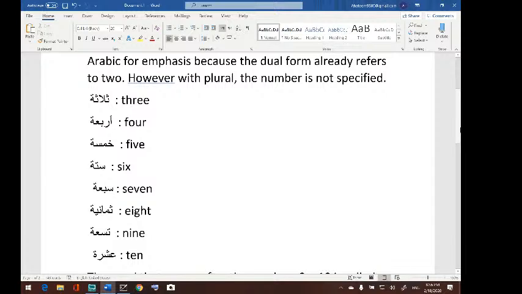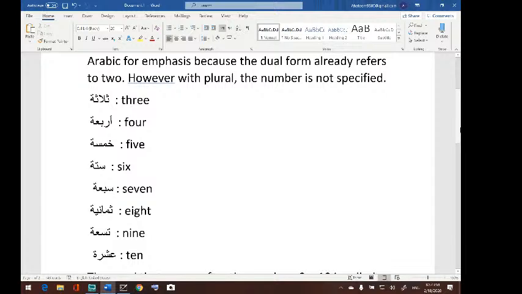Okay, now this sentence is exactly what I was trying to explain to you in the beginning of the lesson. Everyone look at this sentence closely. The first one says, minhum thalathatu tullabin, three students. Notice the three is getting one specific dhamma. Remember I told you it acts like a mudaf, so it doesn't get tanween? Notice the next one, arba'atu tullabin, same concept. Arba'a is getting one dhamma.